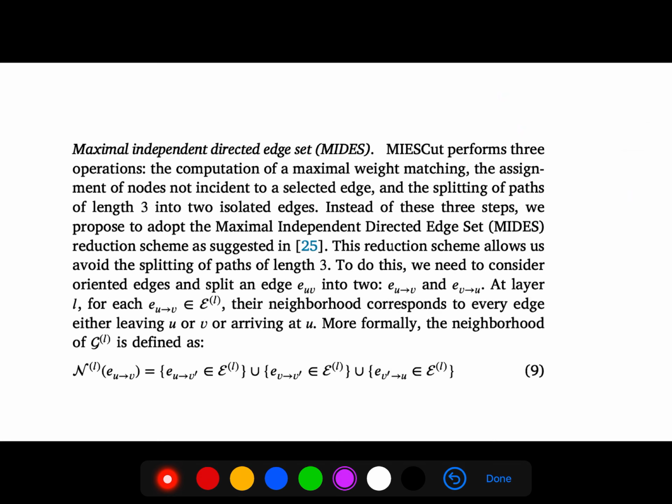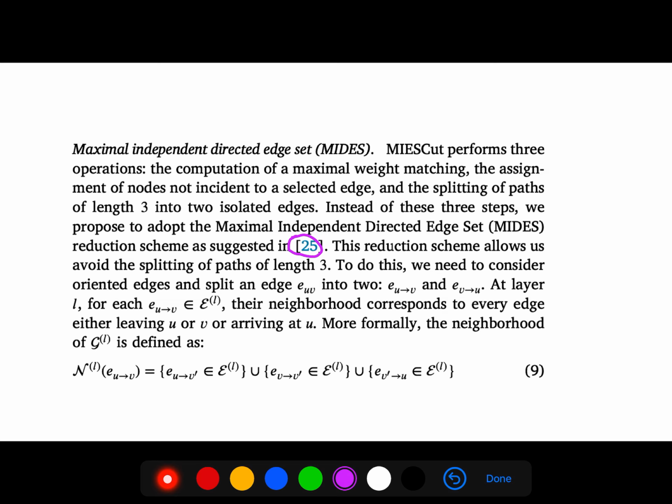And then they call it MIES cut, which performs three operations: the computation of a maximal weight matching, the assignment of nodes not incident to a selected edge, and finally the splitting of paths of length 3 into 2 isolated edges. Instead of these three steps, we propose to adopt the maximal independent directed edge set reduction scheme as suggested in this reference. This reduction scheme allows us to avoid splitting paths of length 3.